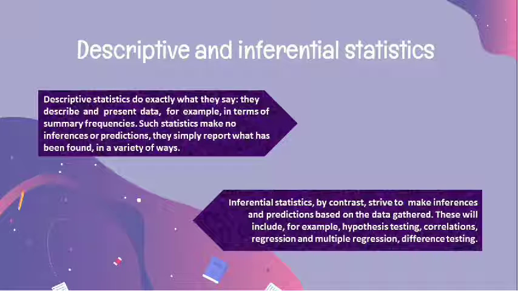Next, descriptive and inferential statistics. Descriptive statistics do exactly what they say. They describe and present data, for example, in terms of summary frequencies. Such statistics make no inferences or predictions. They simply report what has been found in a variety of ways. The next one is inferential statistics. By contrast, they strive to make inferences and predictions based on the data gathered. This will include, for example, hypothesis testing, correlation, regression, multiple regression, and difference testing.